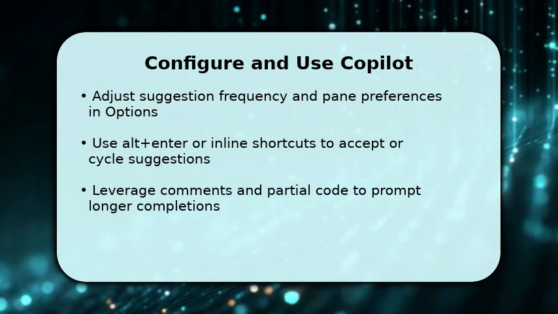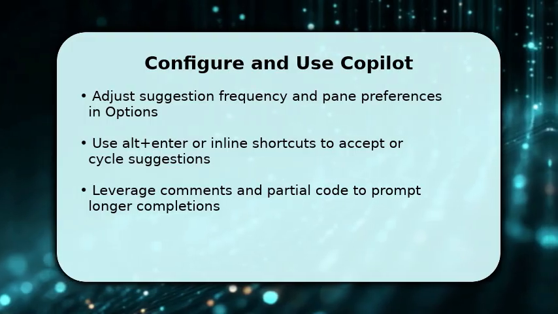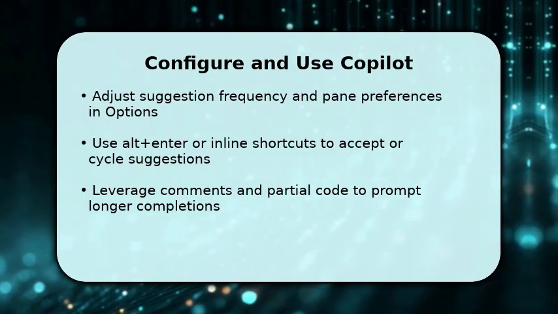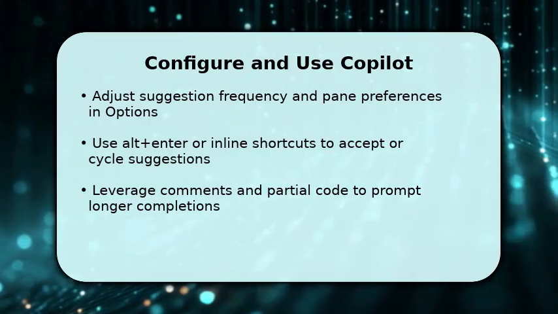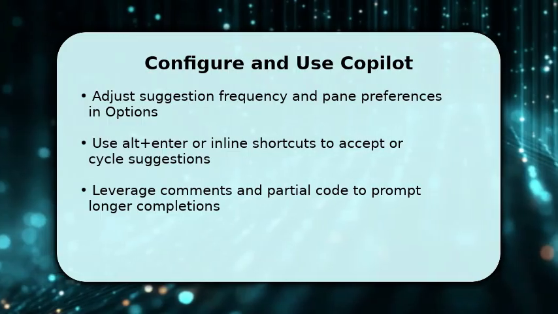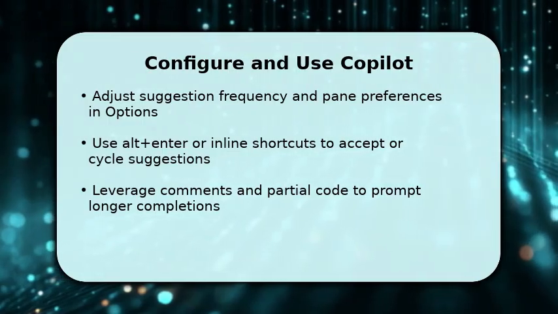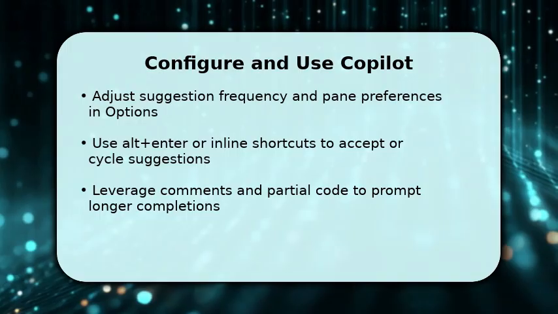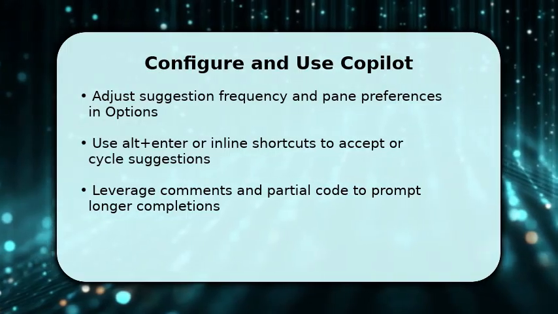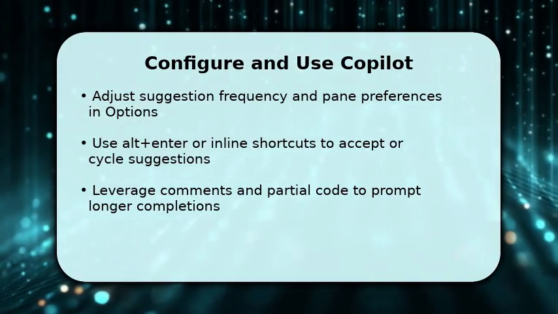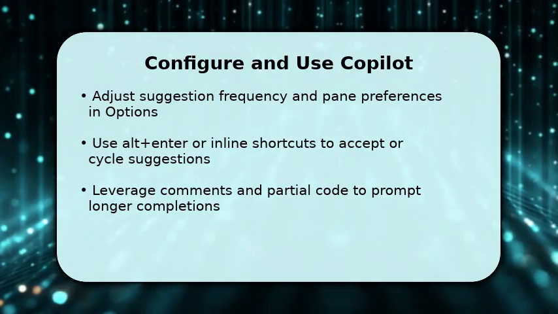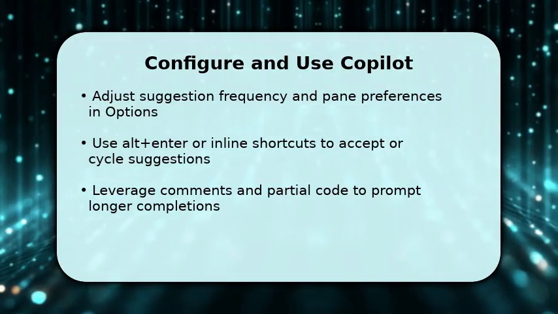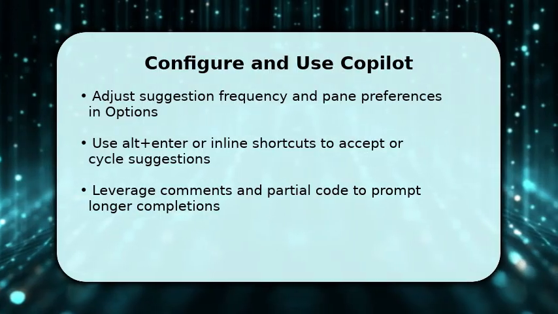Next, configure Copilot behavior and learn practical controls. Open options to tune suggestion frequency, enable panel previews, and set keyboard shortcuts so you move faster. When coding, write a clear comment or partial function signature to guide Copilot. This shapes the output and reduces edits. Use the inline accept shortcut for quick inserts or cycle alternatives when you need variation. Once configured, you'll notice fewer irrelevant completions and more context-aware, usable code suggestions.